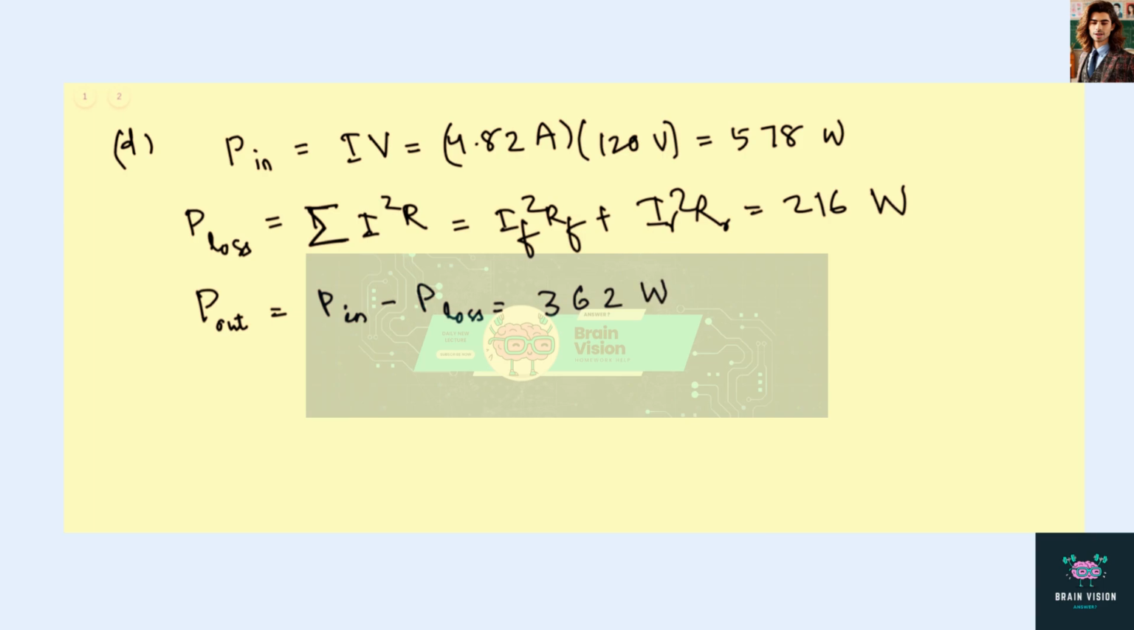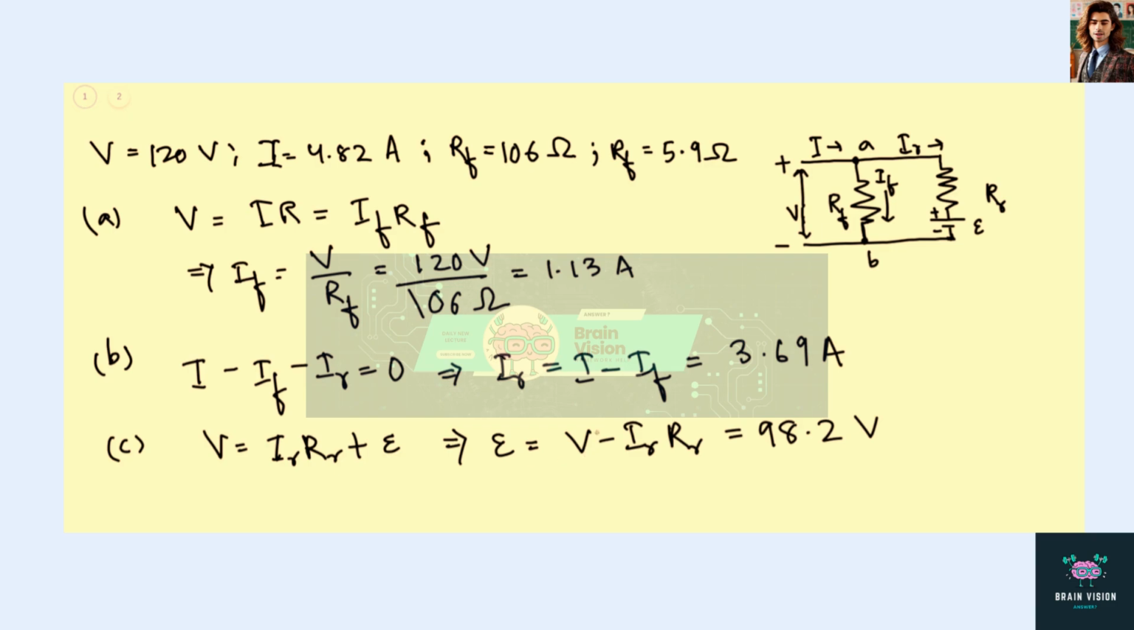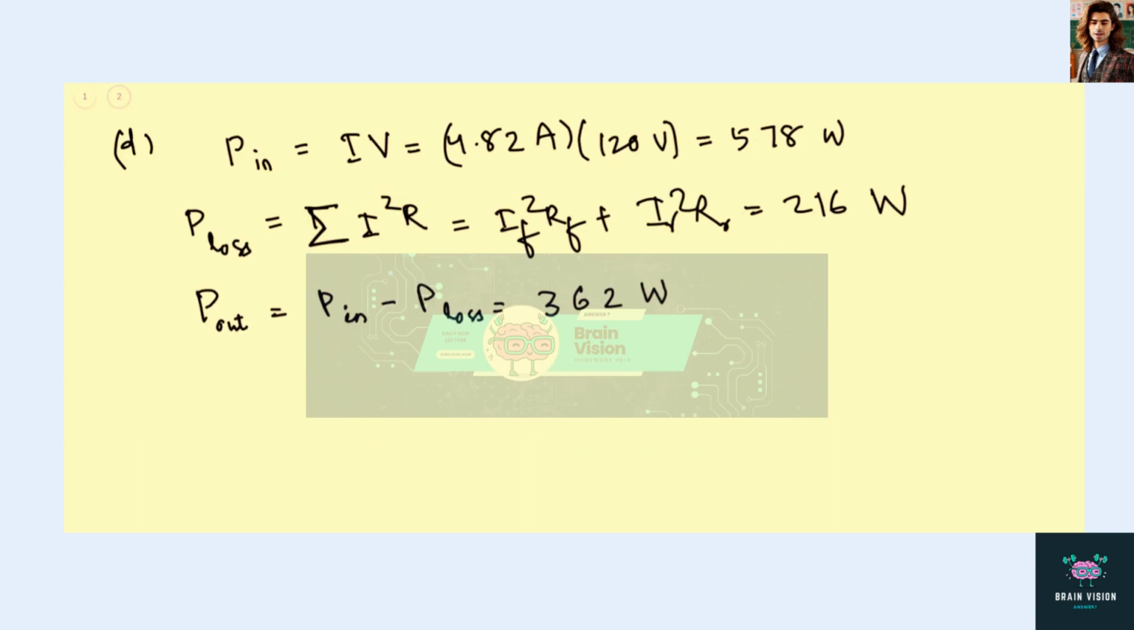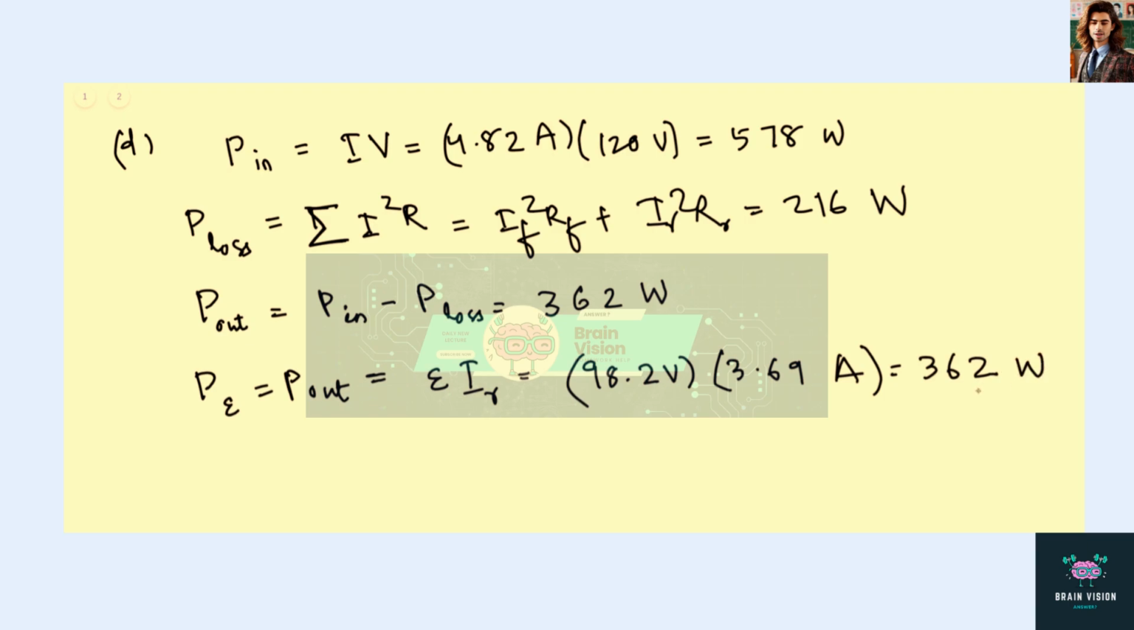The mechanical power output is the power associated with the induced EMF, epsilon, that we found over here. So P out is equal to epsilon times IR, going with this equation over here, I times the potential difference, and this is found to be equal to 362 watt, which agrees with the above calculation over here.